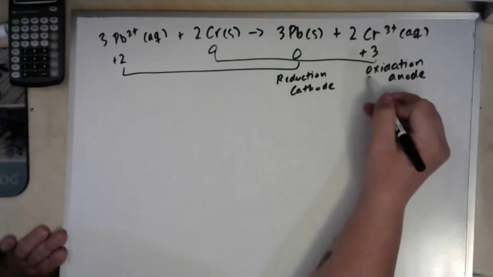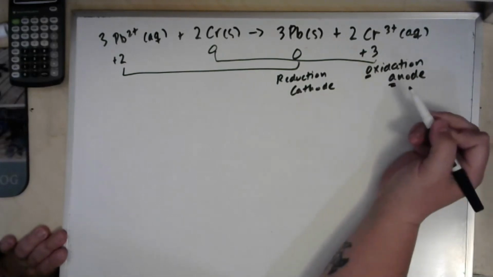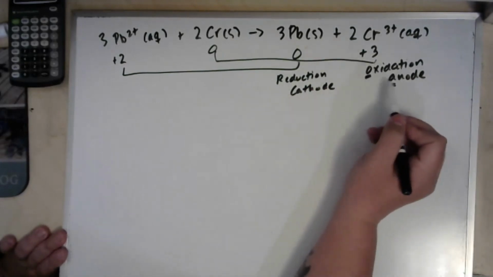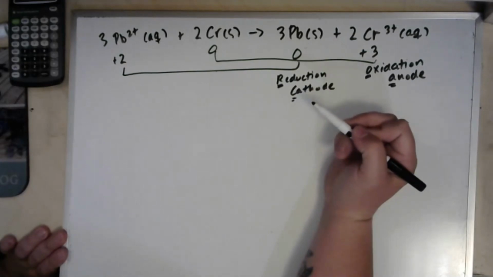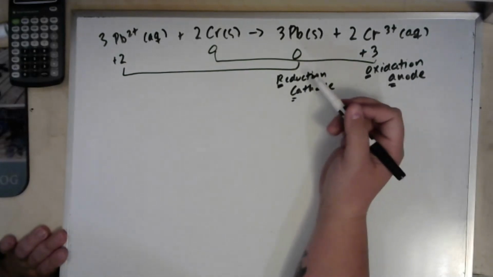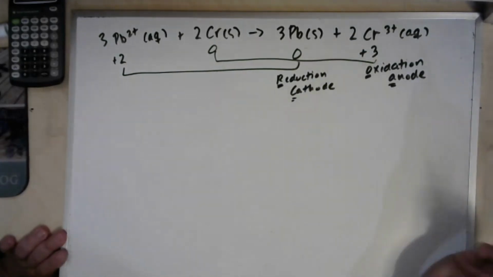I always remember it because O and A are vowels, so it's like they go together, and R and C are both consonants, so they go together. I don't know if that's helpful. That's just how I remembered it when I was learning it.